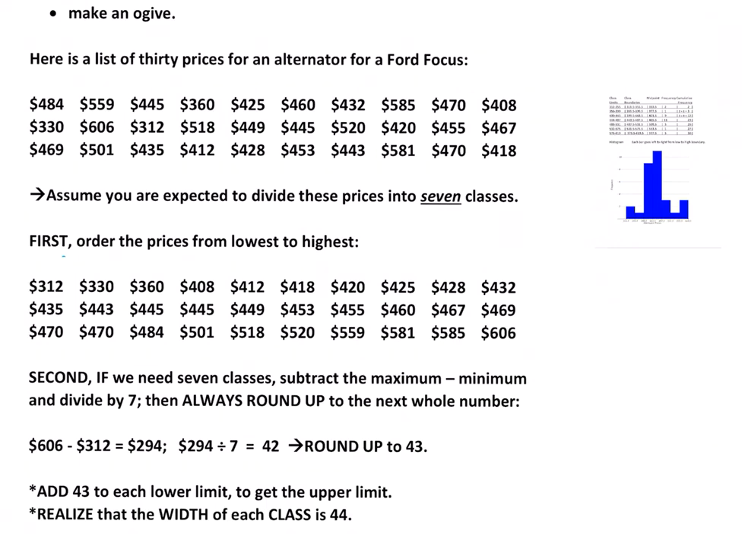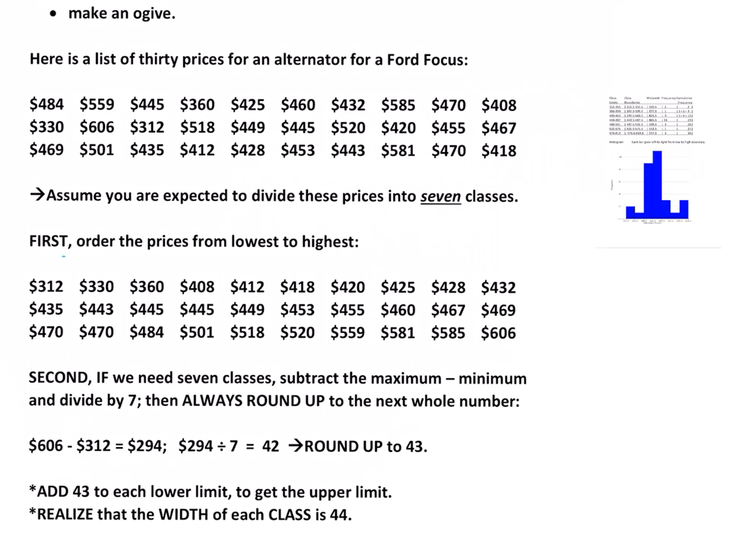Now I chose arbitrarily the number 7. Typically the rule is choose a number of classes between 5 and 20 so that you have more than 1 or 2, but you don't have, say, 100 different groups. So I've chosen the number 7.